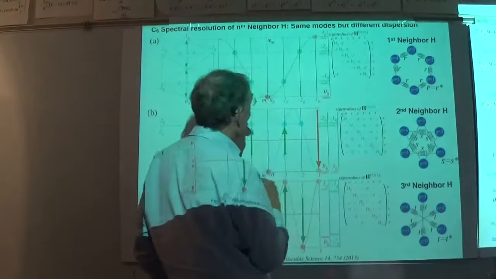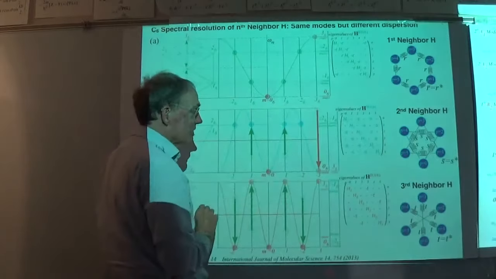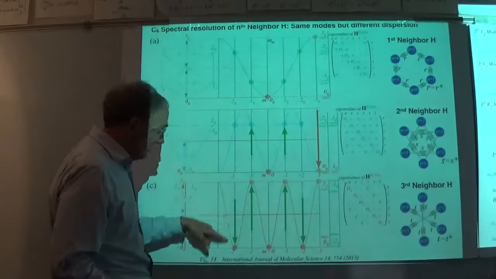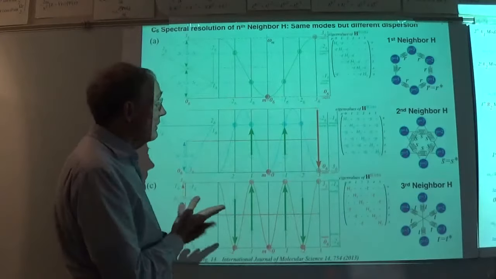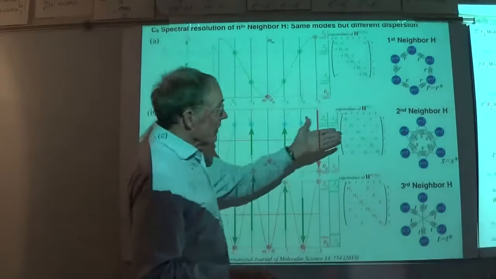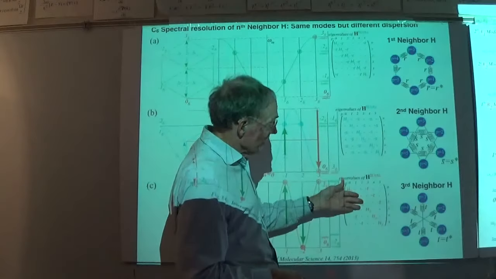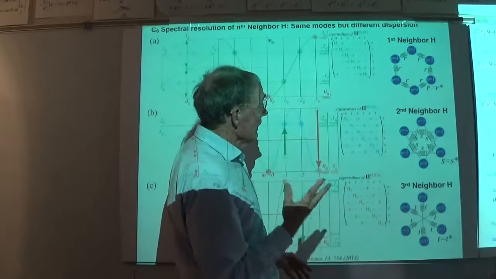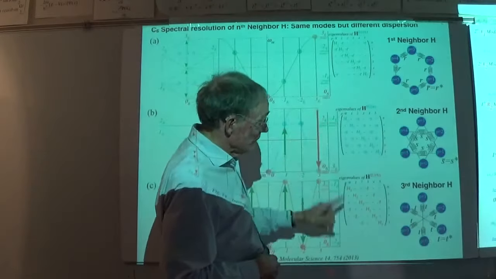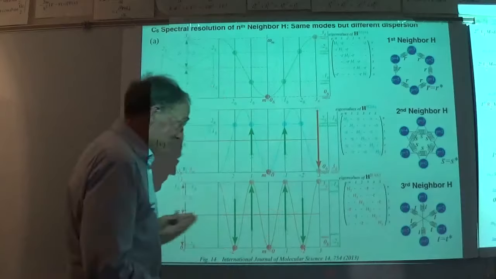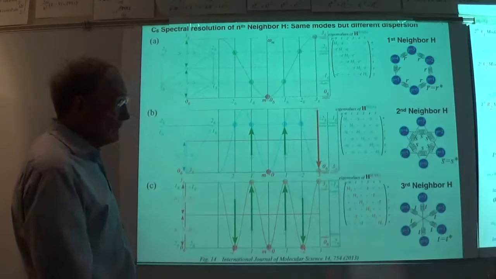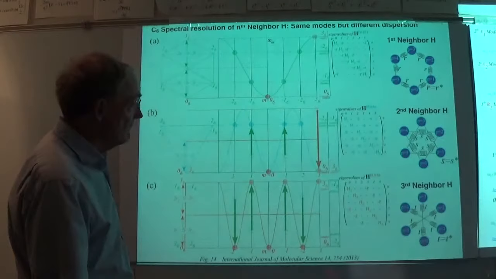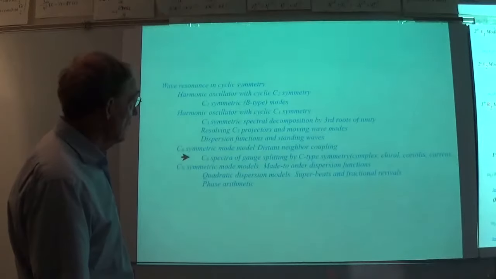This one, it goes twice as fast. And this one goes 3 times as fast as far as dispersion. So the dispersion, these things are the Fourier components, the T, the S, and the R, the three Fourier components, 1, 2, and 3, of the dispersion function. That's good to know. And it generalizes to other things.